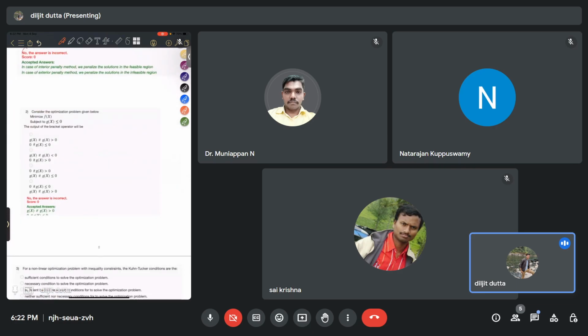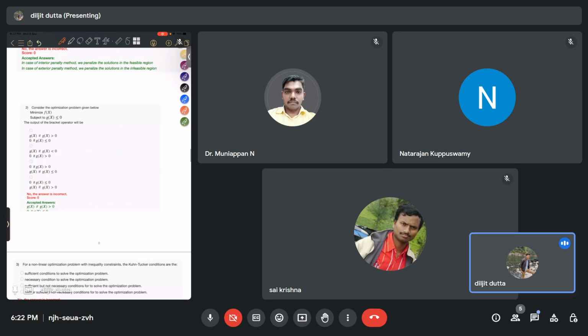Now, second problem. Consider the optimization problem given below: minimize f of x subject to g of x less than or equal to 0. Now let us see through this problem. Suppose this is f of x, and let us say we have this g of x. We take a very simple solution. So g of x less than or equal to 0.